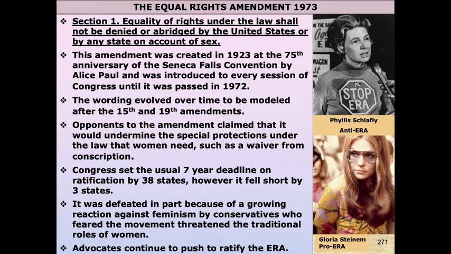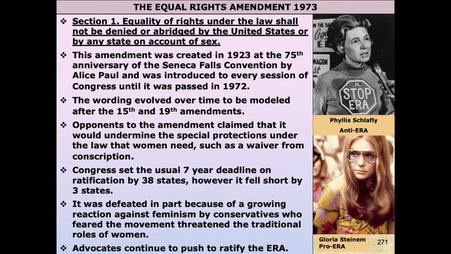So, opponents to the amendment, like Phyllis Schlafly right here, look up her tweets, guys. She's been dead for a couple of years, but bruh, she's a piece of work. All right. You want to get triggered? Look up her quotes.